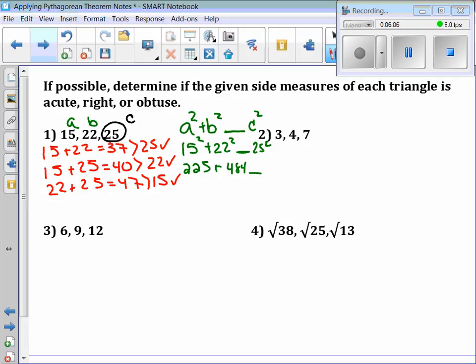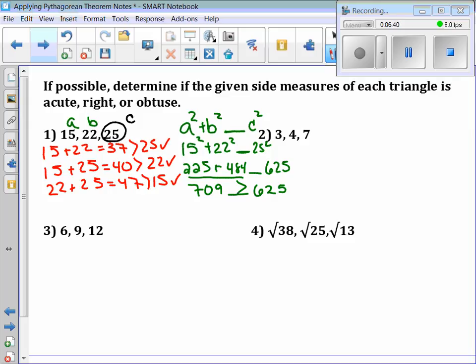And 25 squared is 625. On the left, we can combine our like terms, so we're going to add up those two. We have 225 plus 484, giving us 709 in comparison to 625. So right there, we know those two numbers are not equal, so it can't be a right triangle. We know 709 is larger than 625.